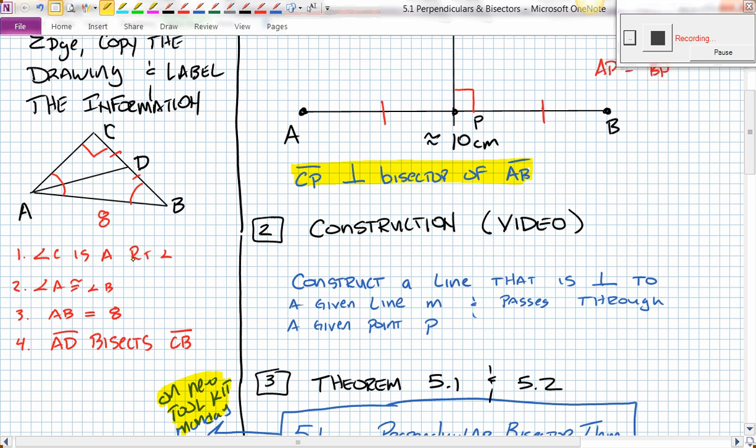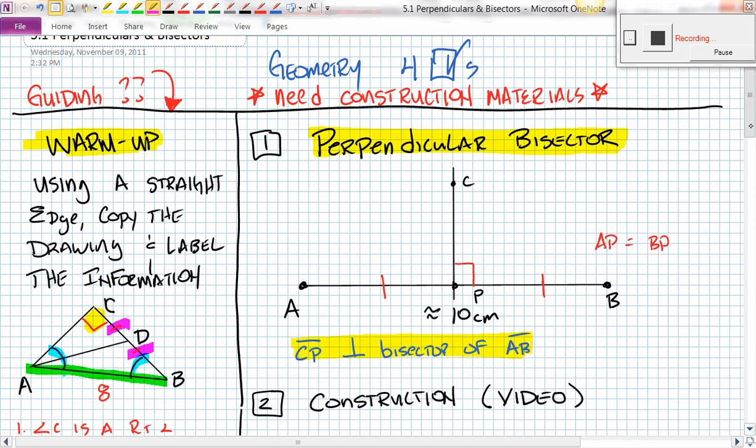It says number 1, angle C is a right angle, so I labeled angle C right there as a right angle. I have angle A is congruent to angle B, so I have angle A and angle B congruent to each other. I have AB as a side length of 8, so I labeled AB with a side length of 8 right there. And then I had AD bisects CB. So bisecting means that those two segments are congruent. And that leads us into what this section is all about.